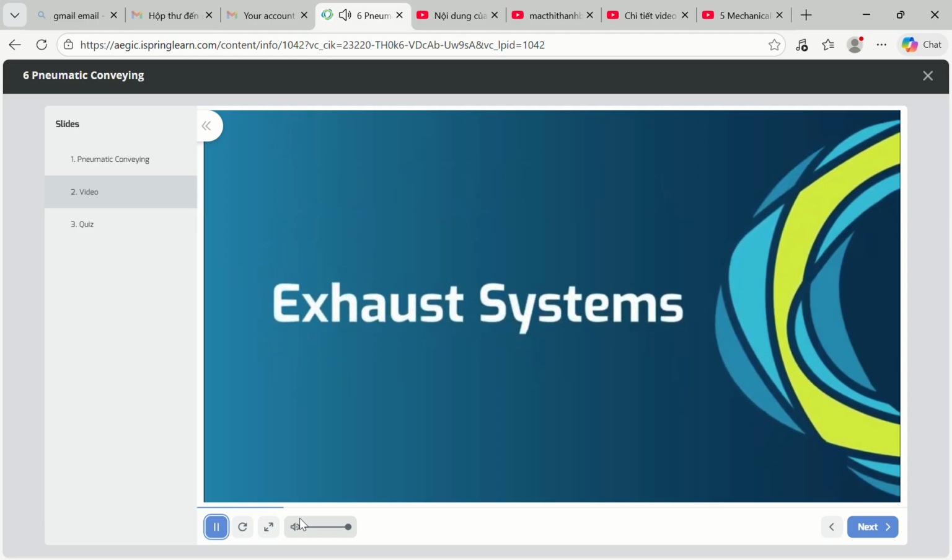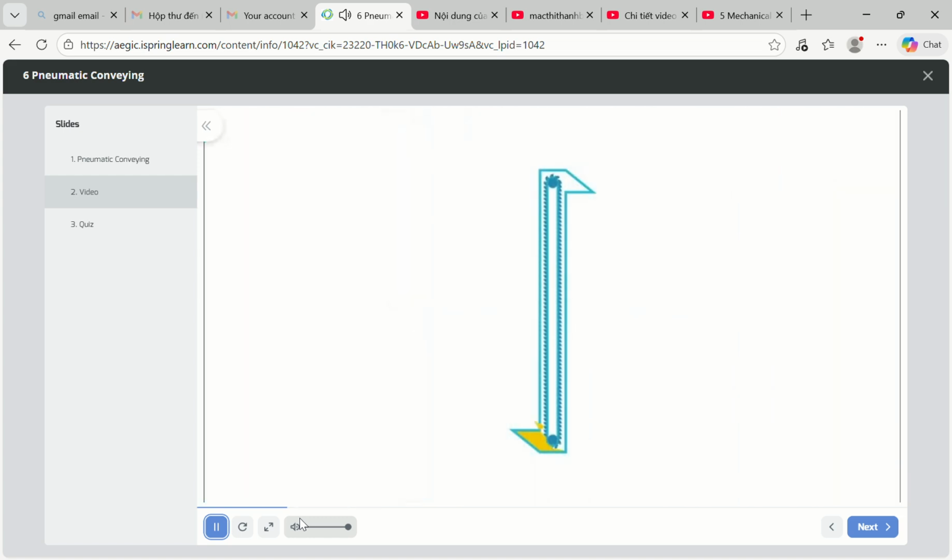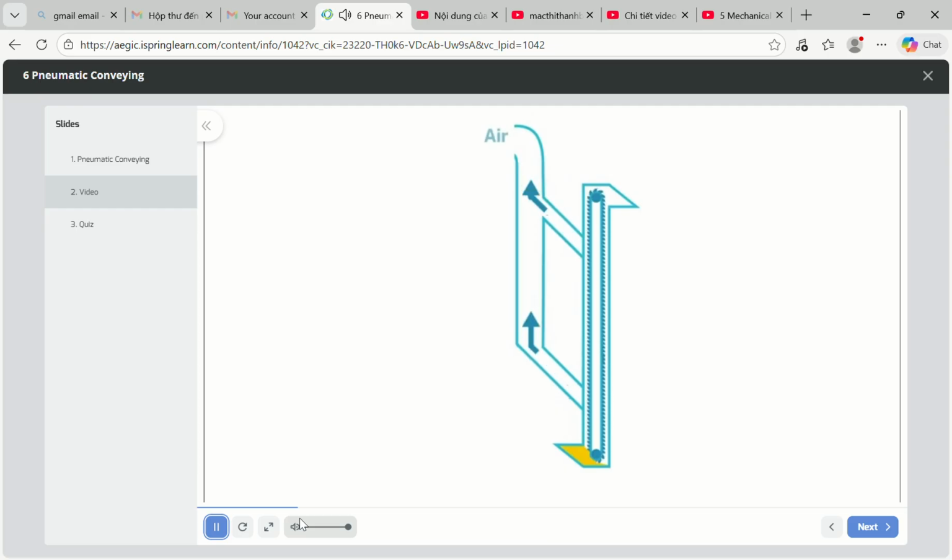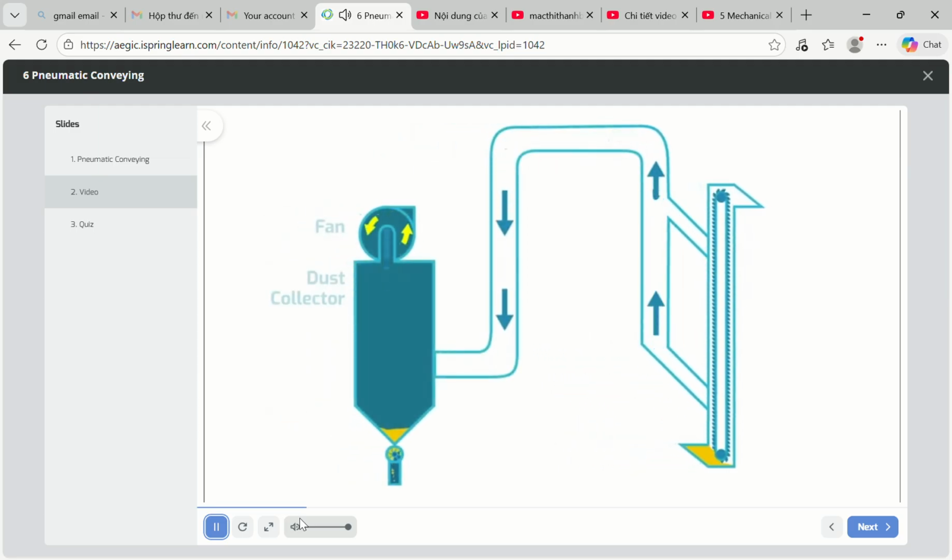Exhaust systems. An example of the use of an exhaust system is the aspiration of a wheat elevator. A wheat elevator may be exhausted by a pneumatic system to prevent the buildup of dust. A fan connected to a dust collector moves the dusty air. Ducting directs this air from the elevator to the dust collector.